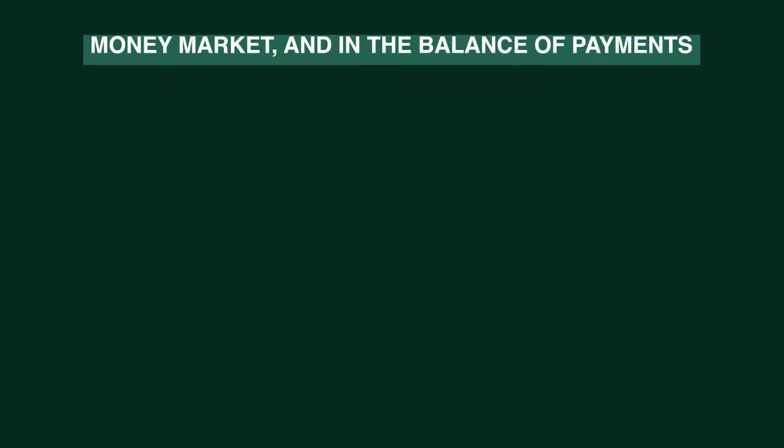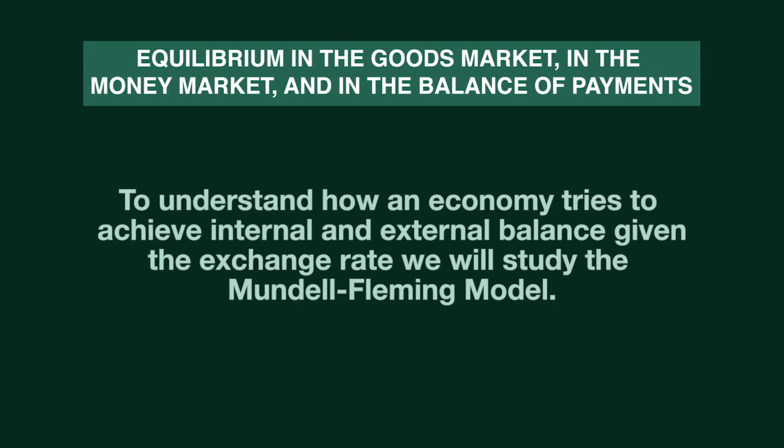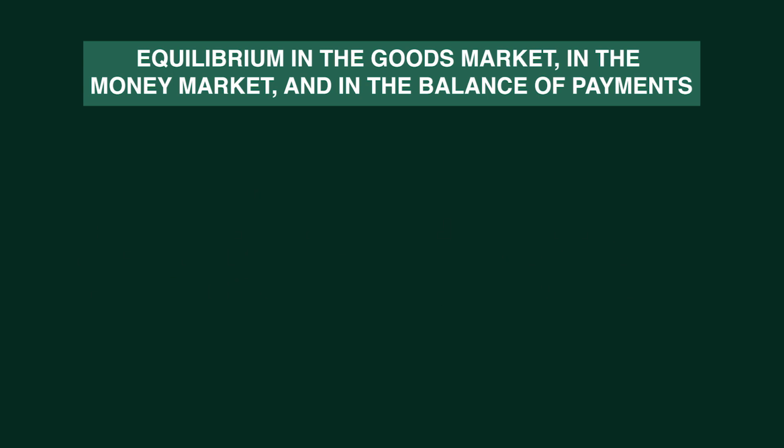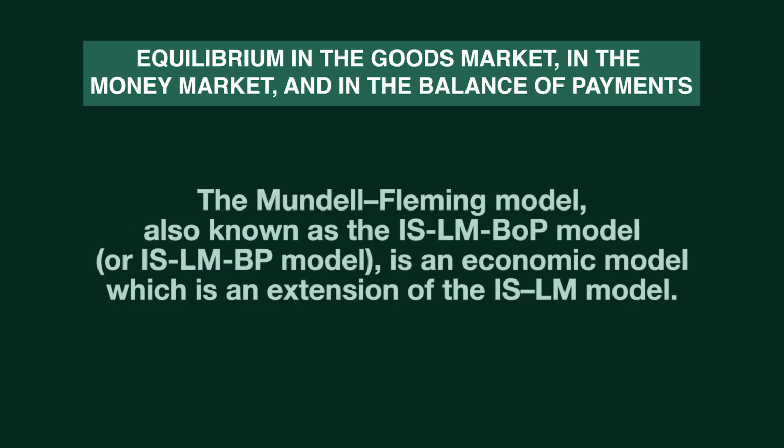We have three situations over here: the goods market, the money market, and the foreign exchange market. How equilibrium can be achieved in all three markets simultaneously is what we are going to study in this module. Now, to understand the internal and external balances, we are going to study the Mundell-Fleming model, especially in the case of a small open economy. The Mundell-Fleming model is also known as the ISLM BOP model.